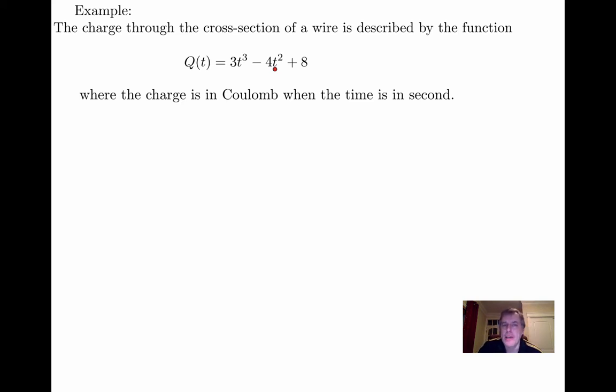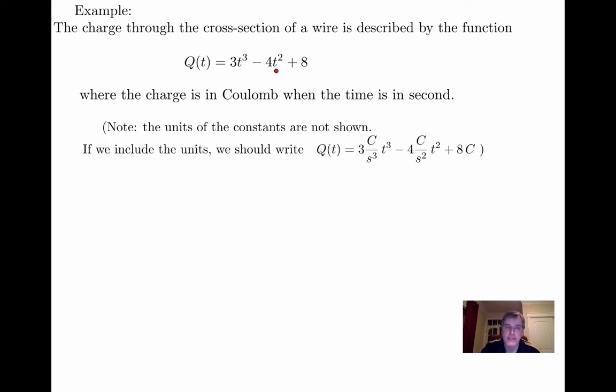But that's still weird. How can you get a q in Coulomb when the t is in second? What we really mean is this. People don't usually explain that, but it's important to understand. What we really mean is that the units of the constant in the equation are not shown. So that's where we're cheating.